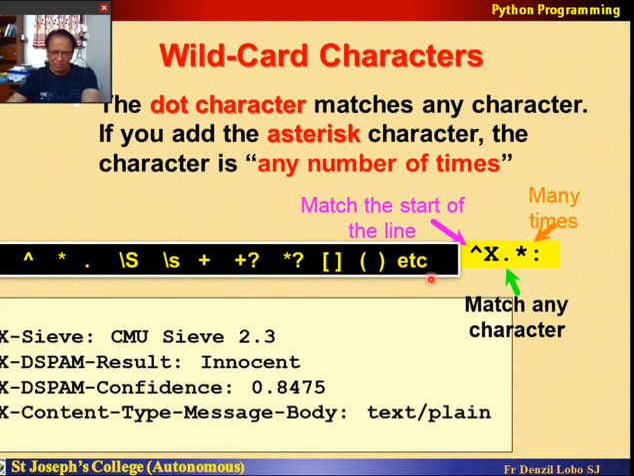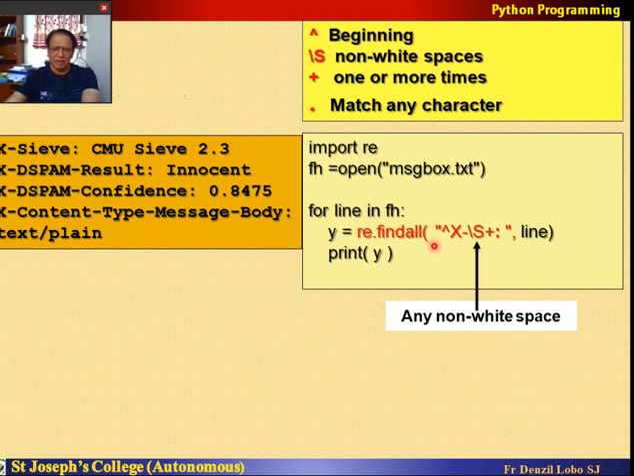The result would be, therefore, it starts with x. It is going to print up to here, because it ends with the colon. So it will only print x, then x-dspam-result up to here. It will not print this because the end here is given by these two colons. So this is for the beginning; it has to appear at the beginning. This is non-white spaces, plus one or more times. Dot means match any character.